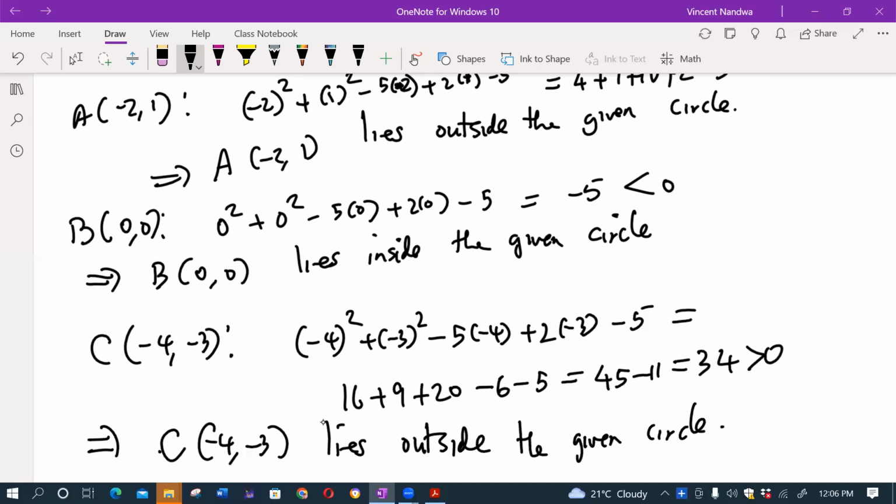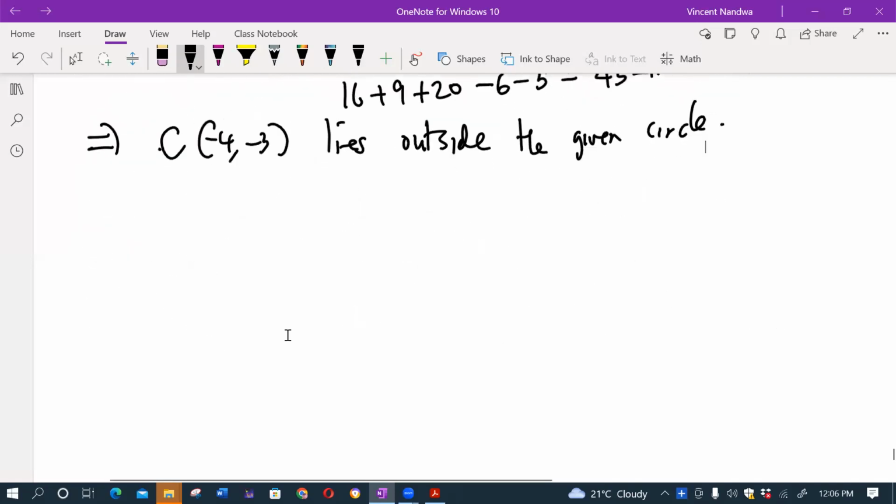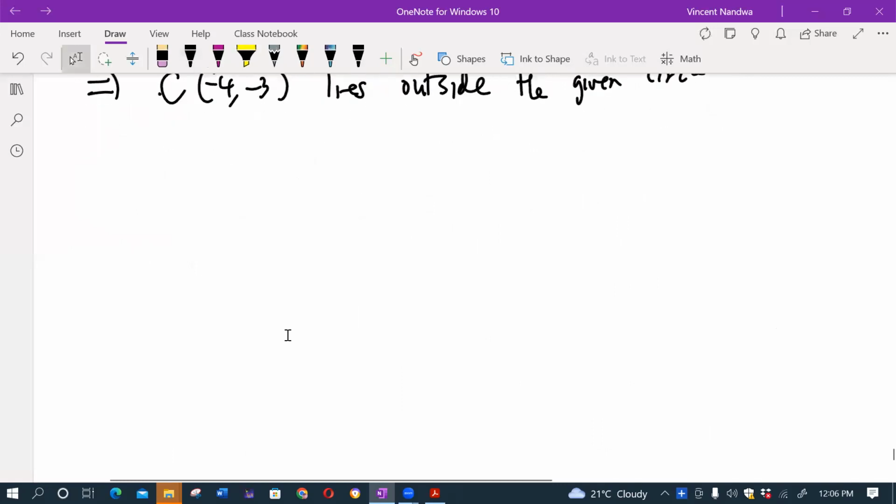Another way of doing this would have been to change the equation of the circle to standard form so that you know the radius and the center. Then you calculate the distances from the center to each of these 3 points. If the distance is less than the radius, you conclude that the point is inside the circle. If the distance is exactly the same as the radius, then the point is on the circle. And if the distance from the point to the center is more than the radius, you conclude that the point is outside the circle. Either could have worked.